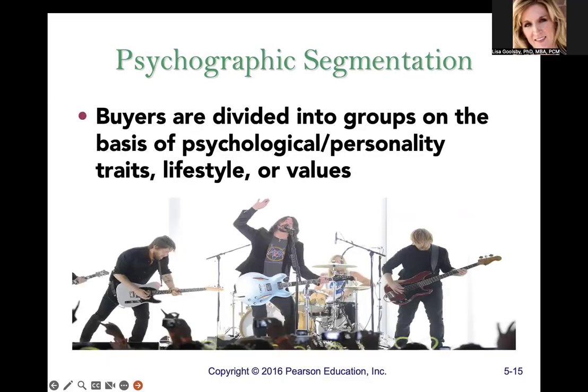Psychographic segmentation tells us why they buy. We put buyers into groups on the basis of their psychological personality traits, their lifestyle, or their values. So all of these things help tell us why they buy the products. This information is more readily available now than it ever has been. We get data collected on us as consumers whenever we do anything, particularly if we're purchasing online.